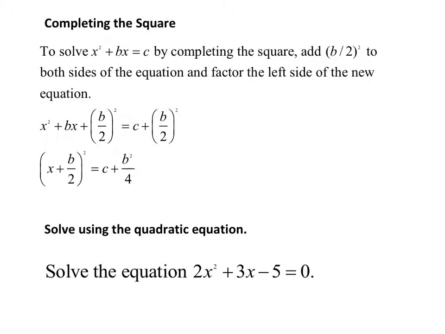Solve by completing the square. This is something we need to remember how to do. To solve x squared plus bx equals c by completing the square, add b divided by 2 squared to both sides of the equation and factor the left side of the new equation. x squared plus bx plus the quantity b divided by 2 squared equals c plus the quantity b divided by 2 squared. But this factors directly into this. Okay? So, completing the square, you need to remember how to do.